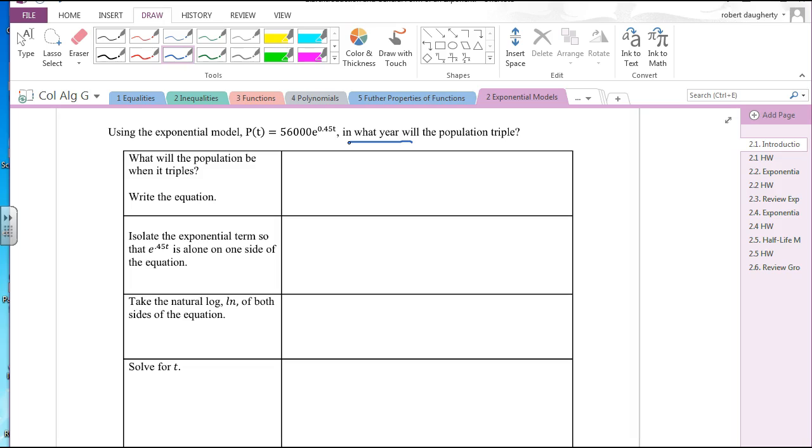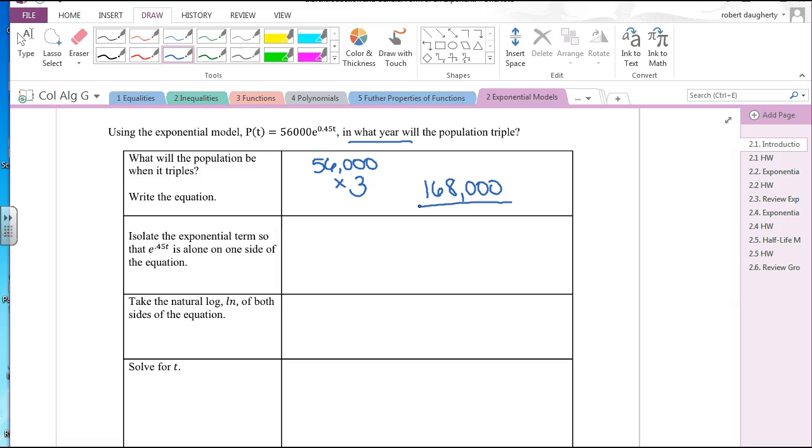What will, when will the population triple? First of all, what will the population be when it triples? Yeah, it's 3 times 56,000, which is what? 168,000. So they're asking me, when will the population hit 168,000? So that is my future value.